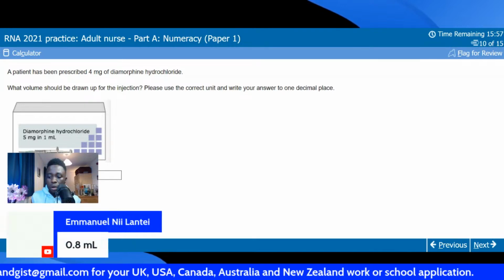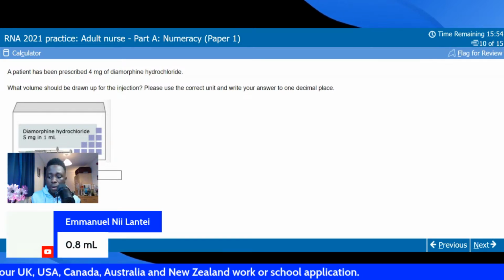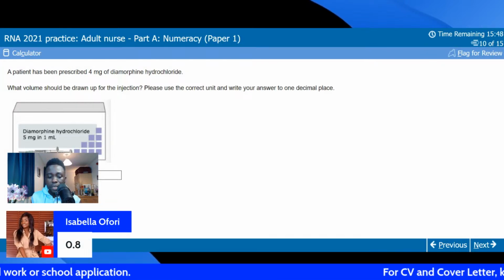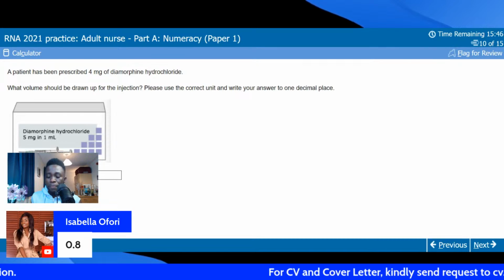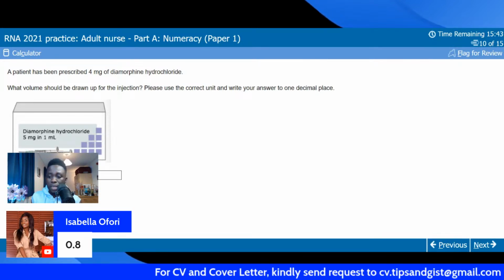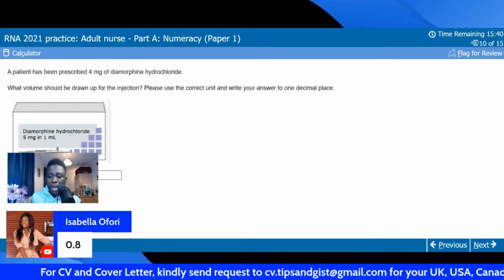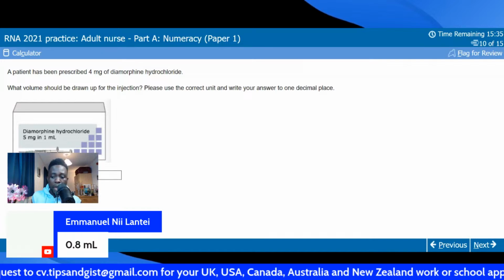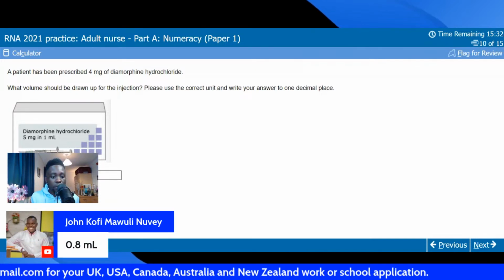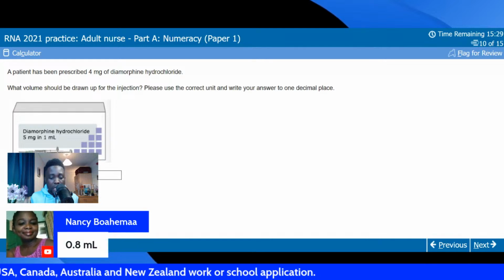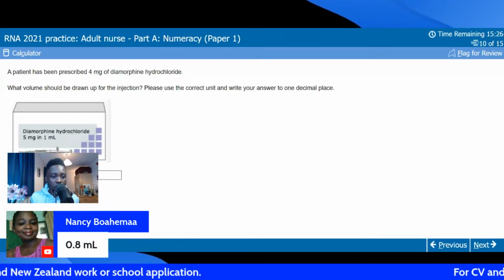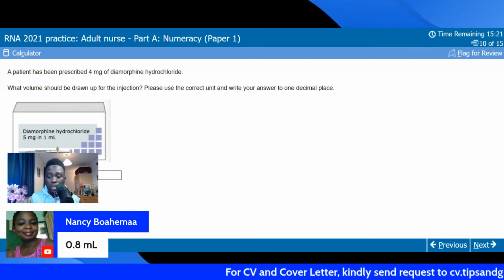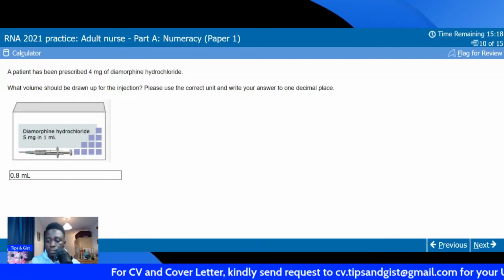Yeah, a lot of people got it correct. Emmanuel says 0.8, correct. John says 0.8, that is correct. Onipa says 0.8, Isabella says 0.8. You guys are correct. Isabella, next time add the ml to it, right? 0.8 alone is incomplete. It should be 0.8 ml, as Emmanuel said. John too, you are correct. Nancy is also correct. You can see that now you guys are becoming okay with the numeracy. All right. Let us continue.